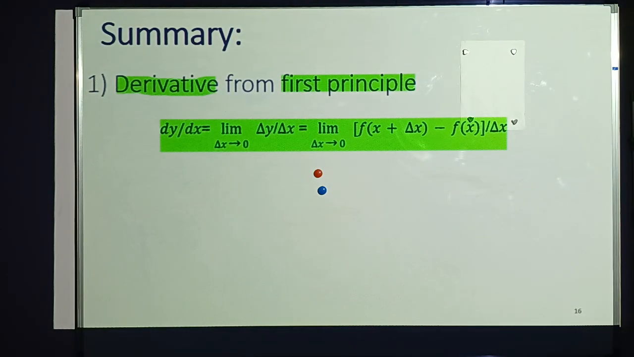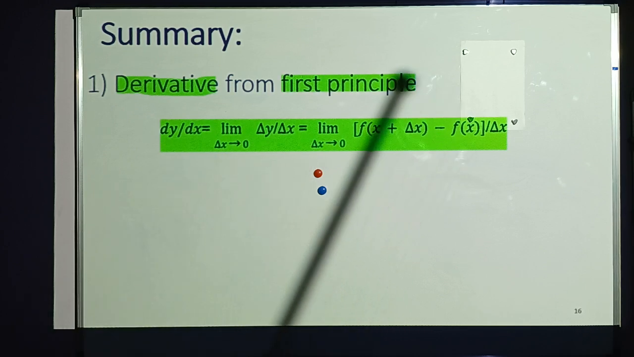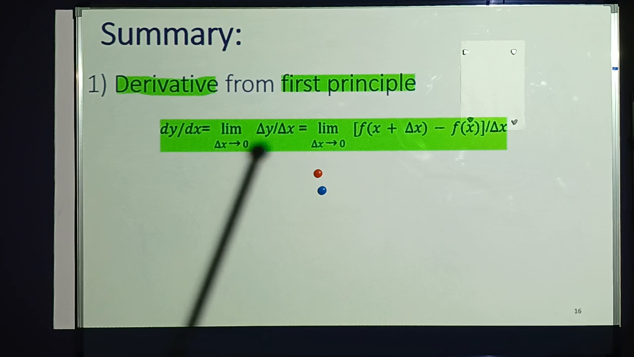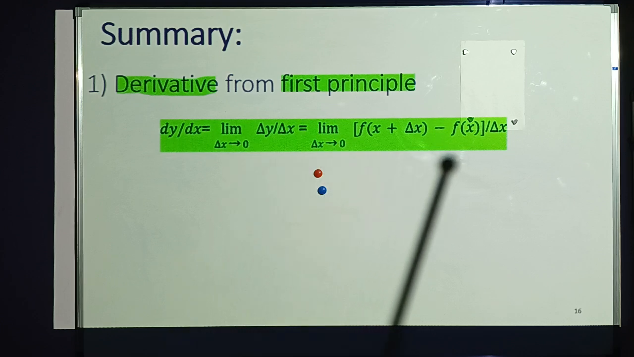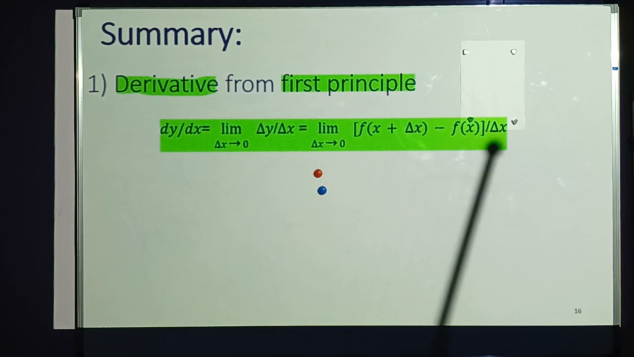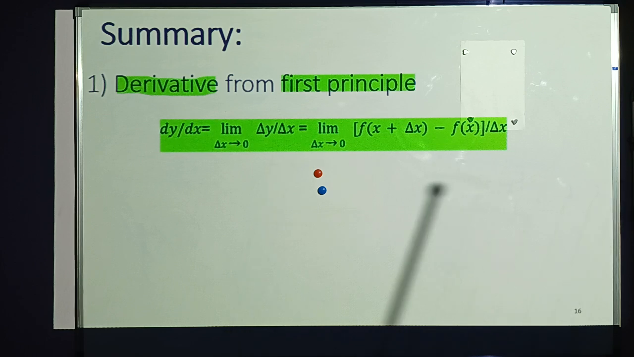To summarize, derivative from first principle is found using this one. Derivative dy by dx is nothing but delta y by delta x in the limit delta x tending to 0, and delta y is the change in the function value when x changes to x plus delta x from the original value x, divided by delta x. So this can be manipulated for the given function, and we can get the derivative of functions from the first principle.